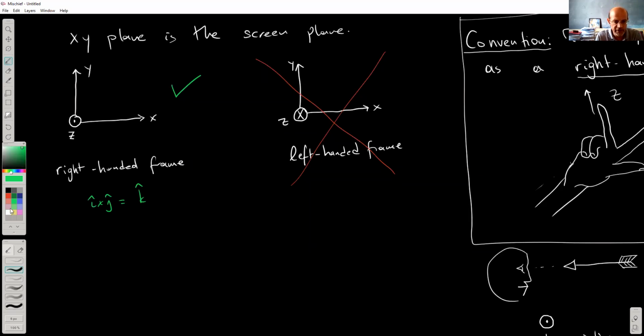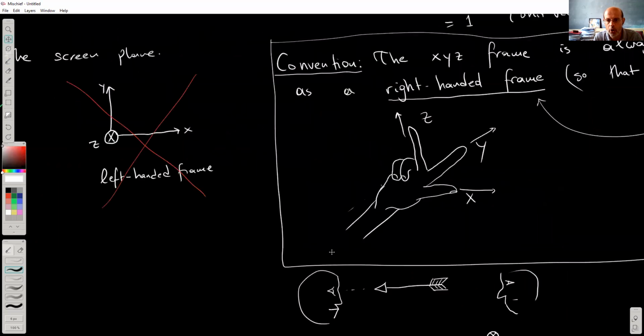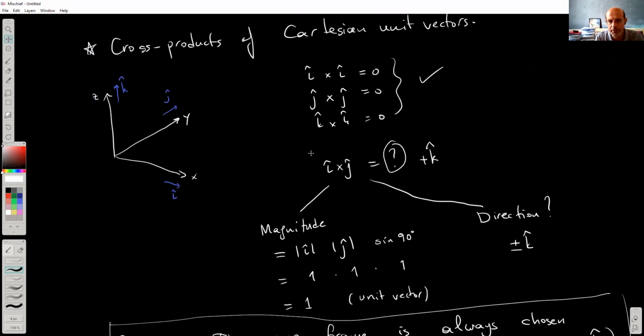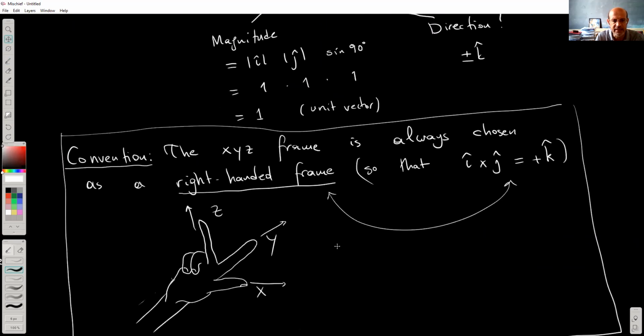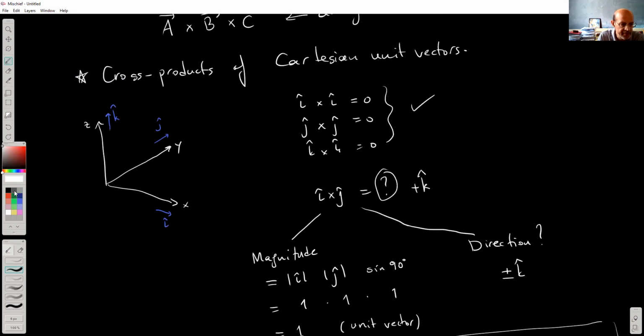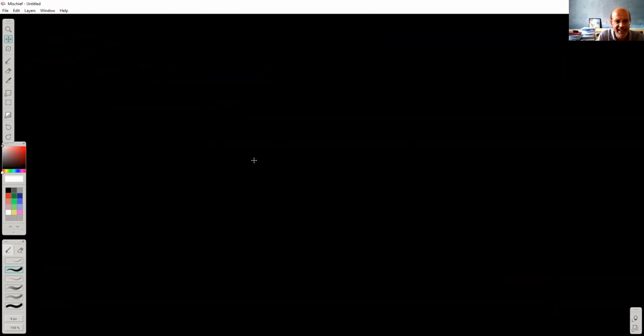I don't know if you have any questions in here. Let me go back then to this one. Cross products of Cartesian unit vectors. I think I'm going to draw the same picture again. How shall I do this? All right, sorry. I can use the advantages of technology. Sorry.